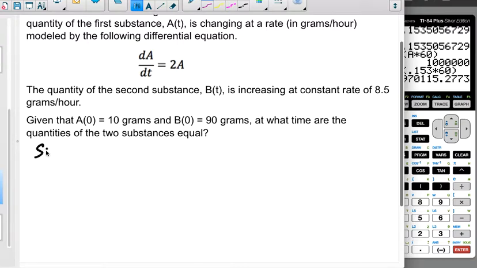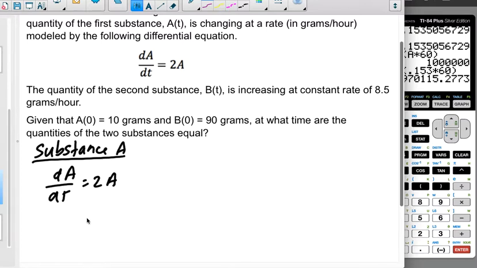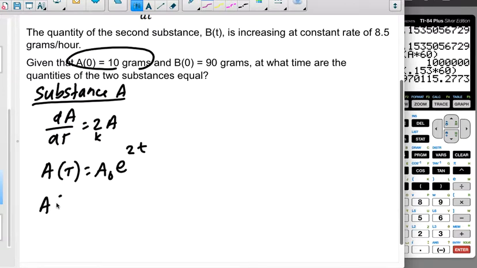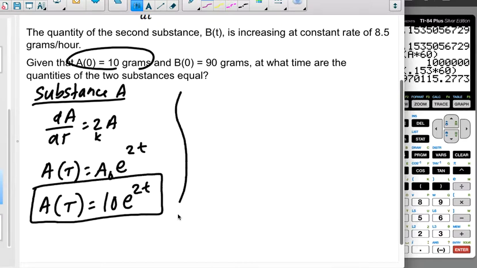Okay, so we have 2 substances, right? We have substance A, which has this equation, dA/dt equals 2A. Well, this is definitely exponential growth, right? Because this is my k A. So this is going to solve to A of t equals A naught e to the kt, but k in this situation is 2, right? And I know what A naught is because I was told that A naught is 10 grams. So I actually have an equation for the first substance. The first substance is 10 e to the 2t. Great, first equation.